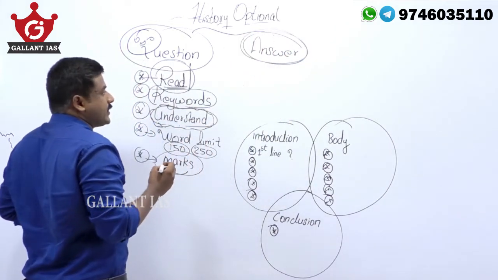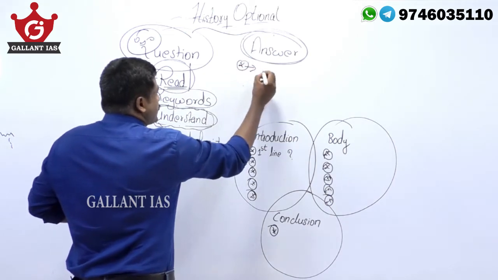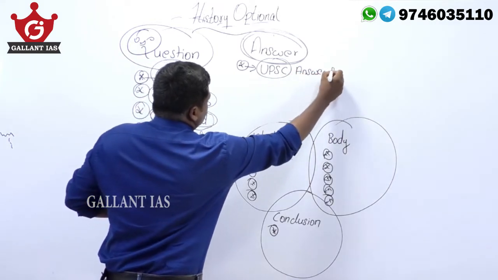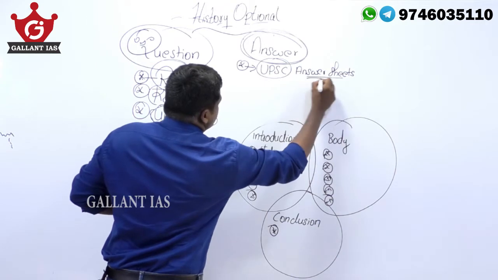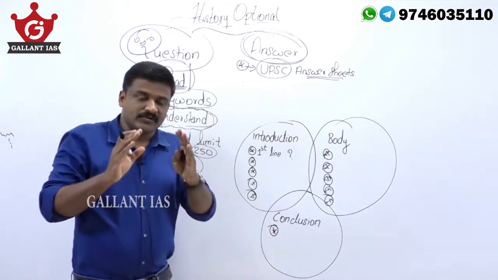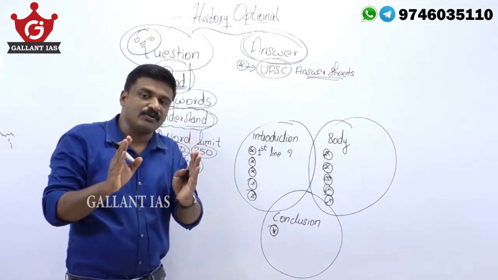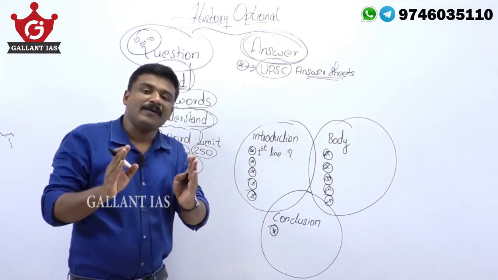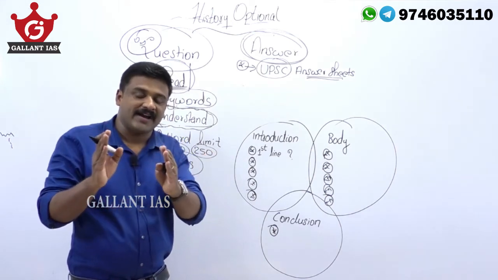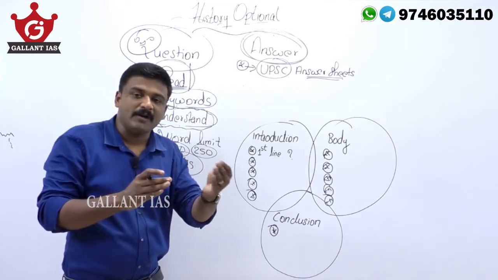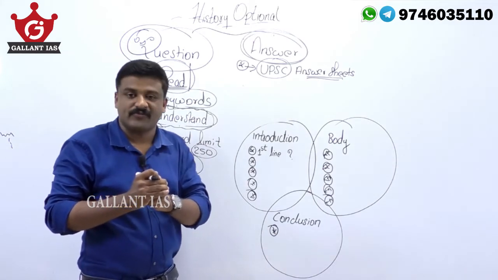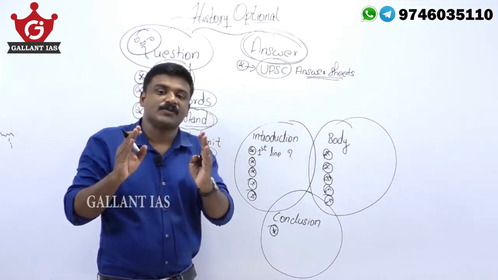When it comes to answering, please take care. Practice on UPSC answer sheets. UPSC answer sheets are available on the UPSC website. Print out these answer sheets with the double margins, because that will give you an exact picture of how many pages you require for writing an answer: how many words you write in a line, how many lines in a page, and how many pages you need, according to your handwriting, to finish 150 words or 250 words. So practice on UPSC answer sheets.